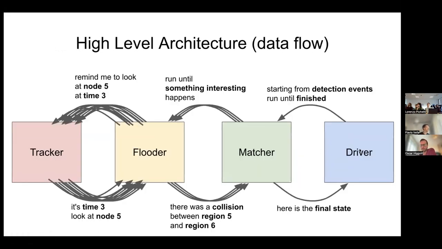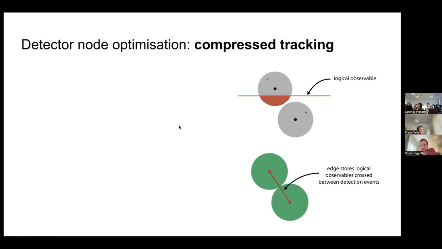Say the driver might say, okay, here are these detection events that we've received, run until it's finished. The matcher will then tell the flutter, okay, run until something interesting happens. The flutter will then speak to the tracker, which is essentially like a fancy priority queue, saying, remind me to look at node 5, say at time 3. The tracker will then say to the flutter, look, it's time 3, look at node 5. And the flutter might say, okay, there was a collision between region 5 and region 6, and ask the matcher, okay, what does that mean? And then the matcher will say, notice that this means two alternating trees are colliding or something like this, and then inform the flutter. And this will continue until it finishes.